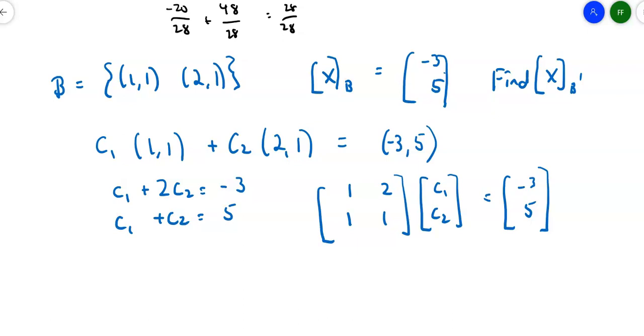Let's look at what I have here. Let's call this matrix P. This thing here is what we're trying to find. We're trying to find the coordinate matrix of x relative to b prime. On the other side, we were given the coordinate matrix for x relative to b.